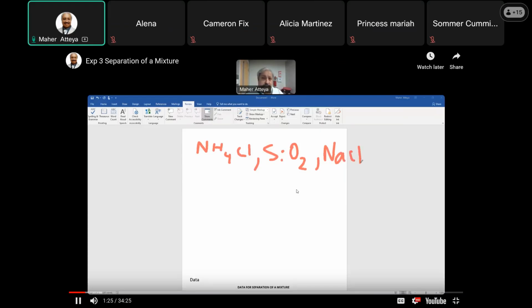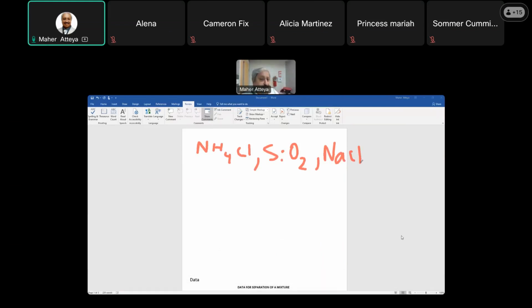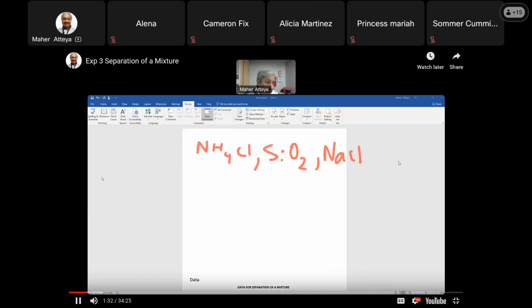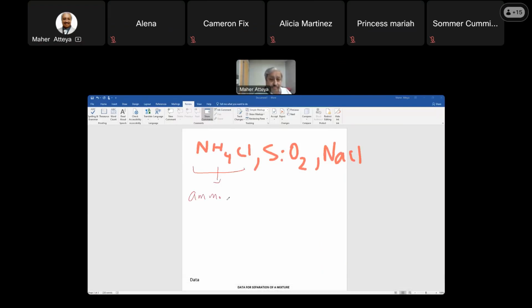So this is a mixture of three. Okay, so let me just change the pen here. This one here is called ammonium chloride. This one's called sand. This one here is sodium chloride.